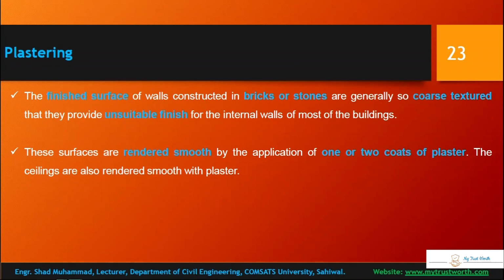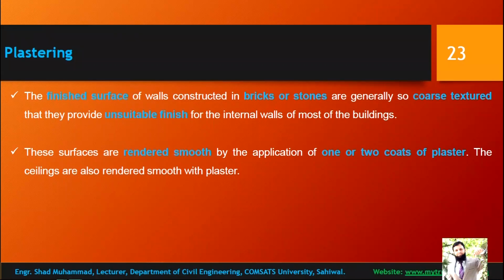These surfaces are rendered smooth by application of 1 or 2 coats of plaster. You can render them smooth by applying. Means you can see that the word render is used as an adjective too, that when you apply some surface finishing on any surface, you call it rendering. In software applications, when you apply a material in AutoCAD 3D or 3D Max on the surface of the walls, it is called rendering.